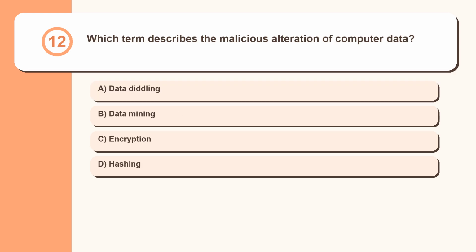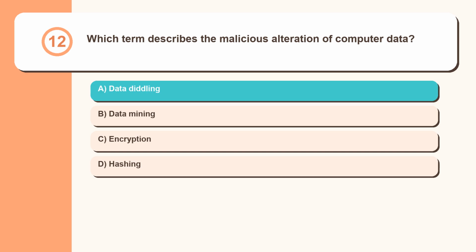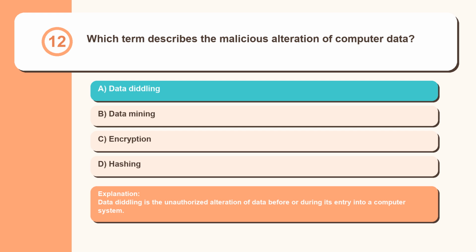Question 12. Which term describes the malicious alteration of computer data? Data diddling, data mining, encryption, hashing. Data diddling is the unauthorized alteration of data before or during its entry into a computer system.